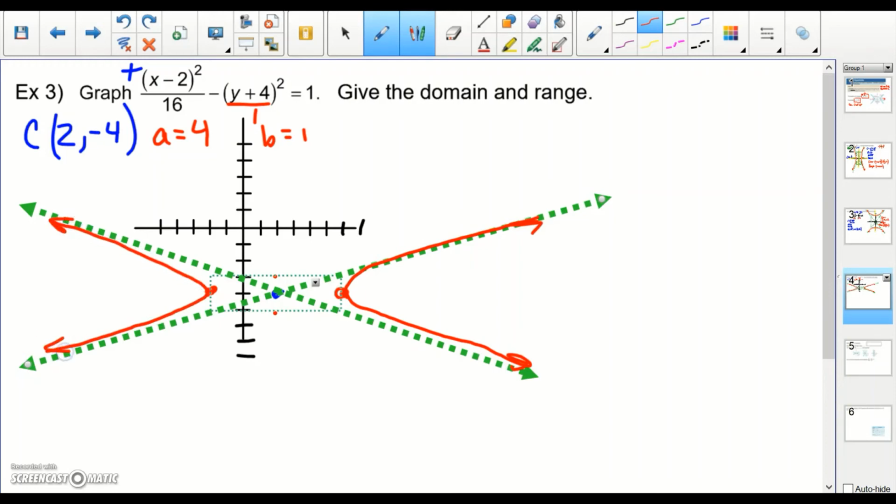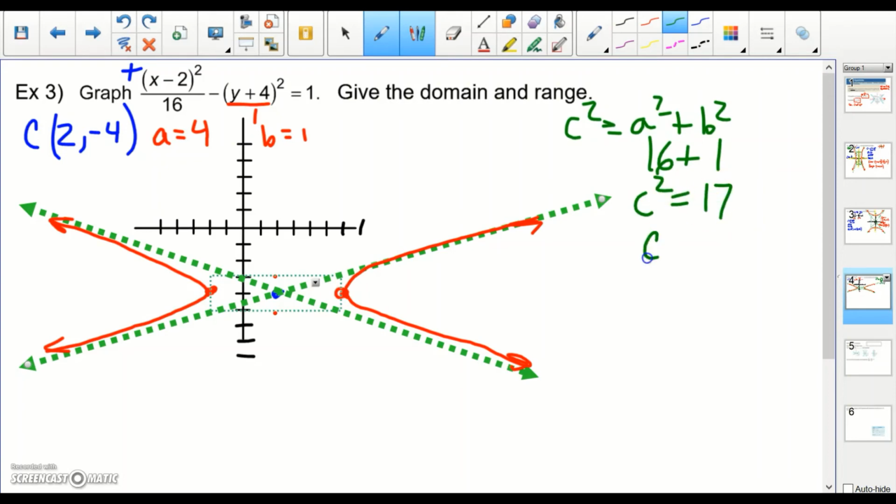That one's better. Okay. The foci: c squared equals a squared plus b squared. That's going to be 16 plus 1, so c squared equals 17, and c equals the square root of 17. That's going to be about 4 point something away from the center. So it's not going to be at the coordinate square root of 17. It's going to be square root of 17 over from the center. So it's going to be in there somewhere.